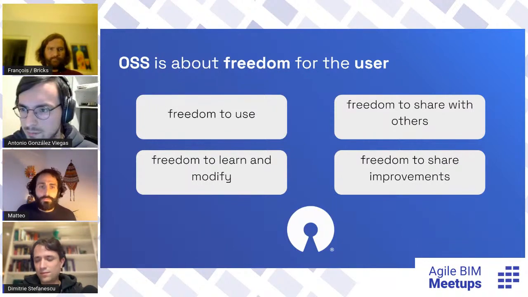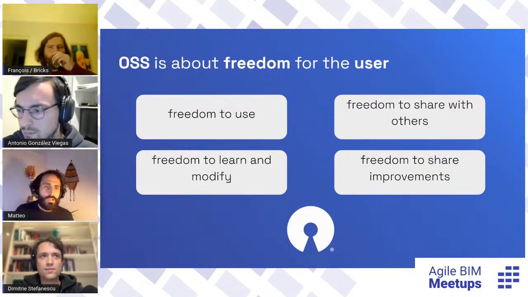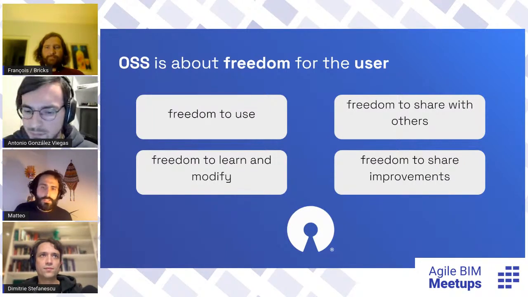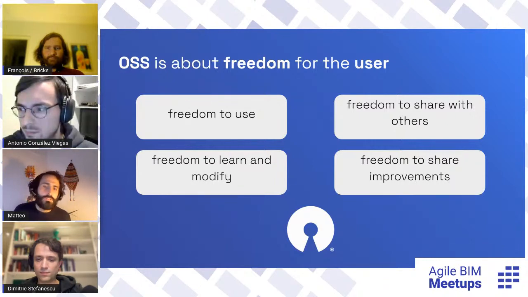It's about freedom of the user of the software. This is also why open source once was called free software, a bit like free speech. There are 4 freedoms that are at the base of open source software. One is the freedom to use the software. There's freedom to share it with others. It's freedom to modify and learn from it, and also freedom to redistribute these modifications. So if there's a feature that is missing, I can modify it. I can also share it with others.